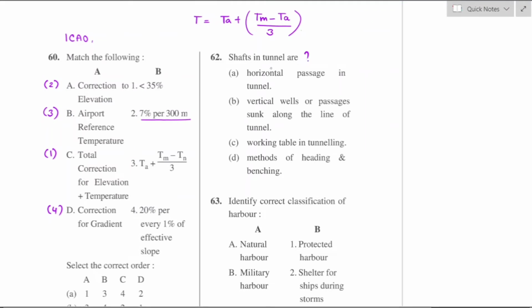Question number 62. Shafts in the tunnel are vertical wells or passages that connect the ground surface to the tunnel roof. So option B is the right answer.